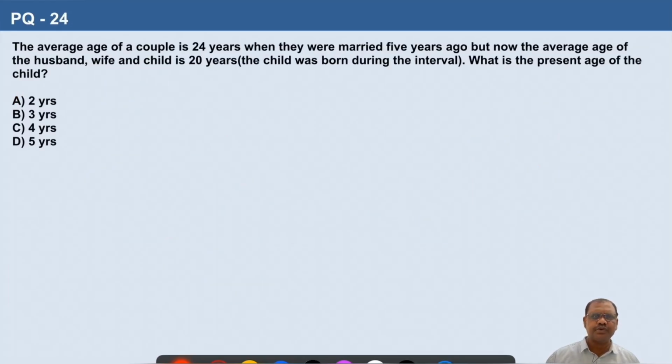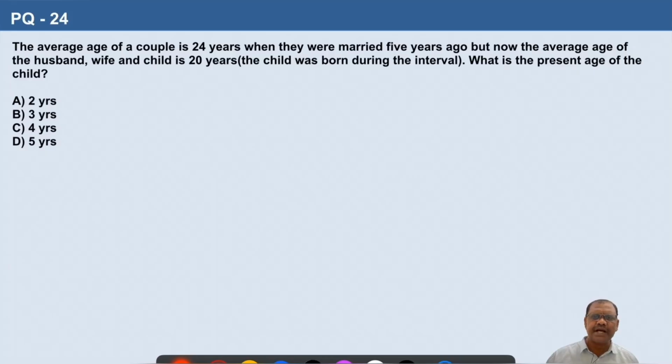Question number 24. The average age of a couple is 24 years when they were married 5 years ago. But now the average age of the husband, wife and child is 20 years. The child was born during the interval. What is the present age of the child?